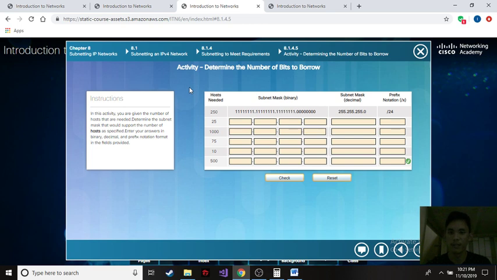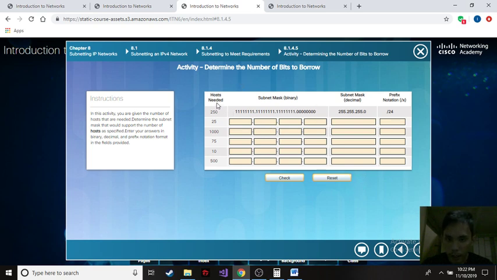Here in this activity, which is entitled Determine the Number of Bits to Borrow, the instructions are: in this activity, you are given the number of hosts that are needed. Determine the subnet mask that would support the number of hosts as specified. Enter your answer in the binary, decimal, and prefix notation format in the fields provided. So let's start answering this activity.